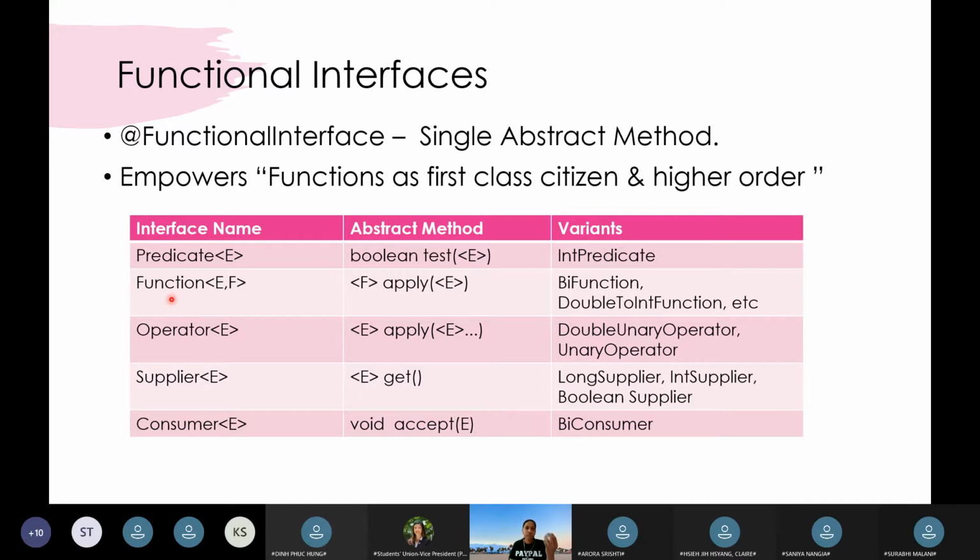Then the Function interface. If there is a scenario where you want to transform your data from one data type to another, then you might be depicting the behavior of a Function. If you want to transform the data, but the data types of your input and output are both the same, then you might be doing something called Operator behavior.